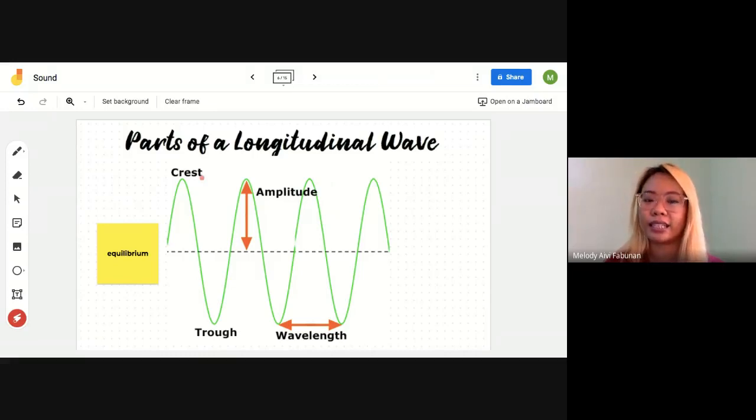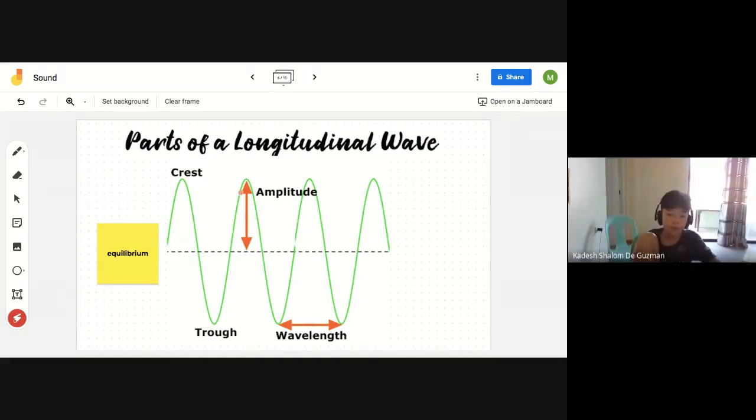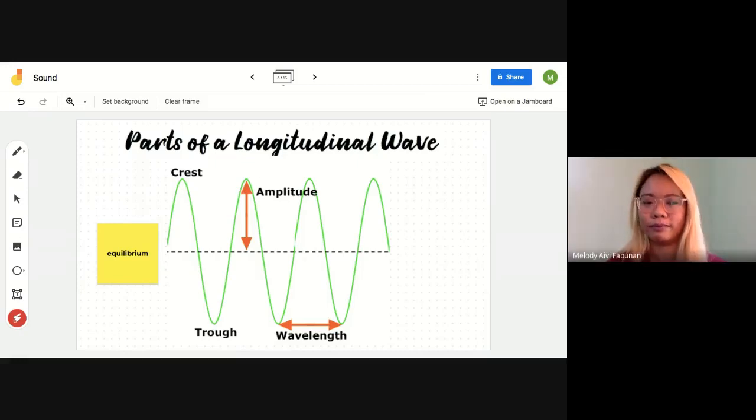And then the distance from one crest going to another crest, or one trough going to another trough, is what we call your wavelength. What about from the equilibrium to the trough? It will still be more of amplitude. But we measure amplitude from the equilibrium going to the crest.